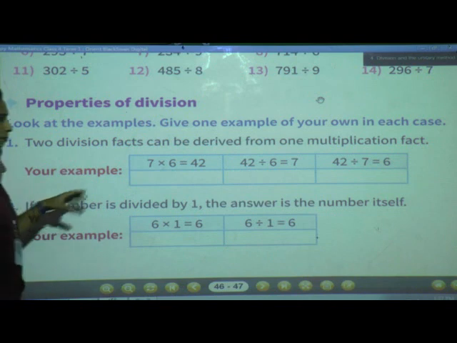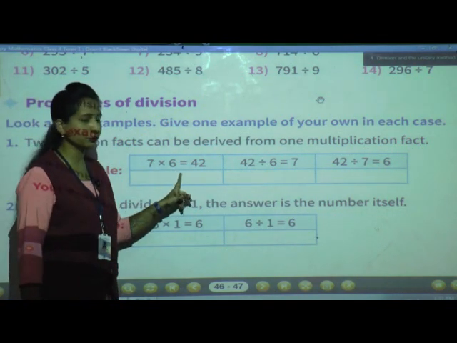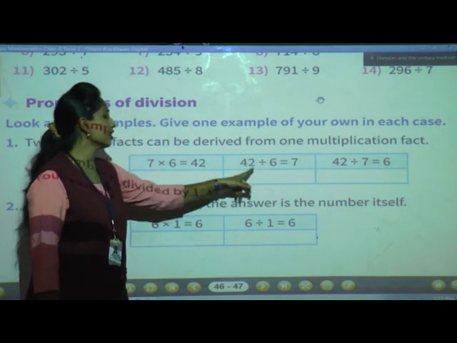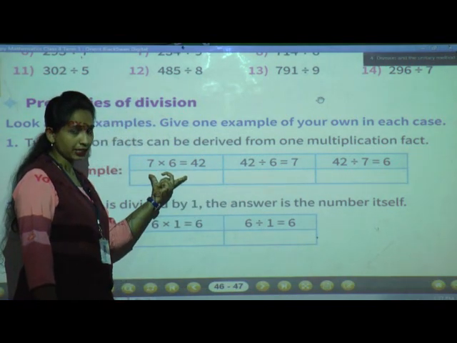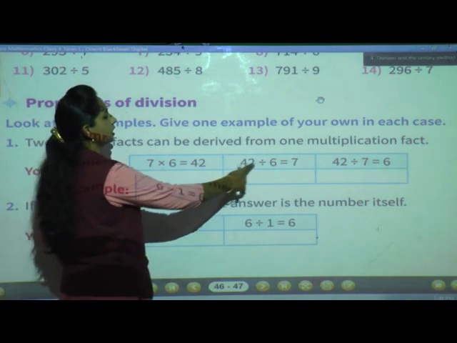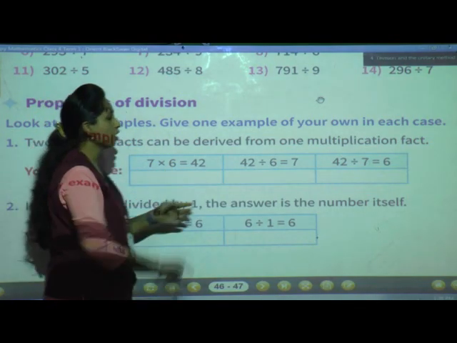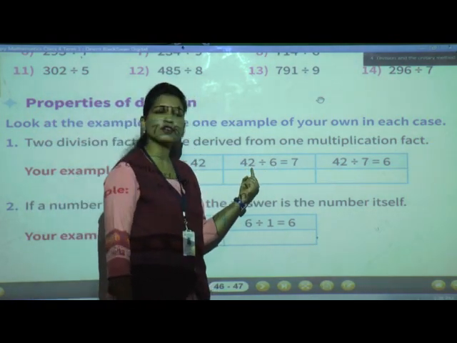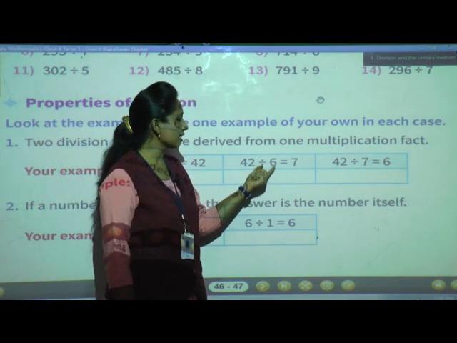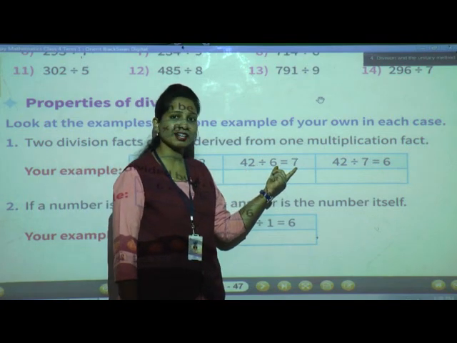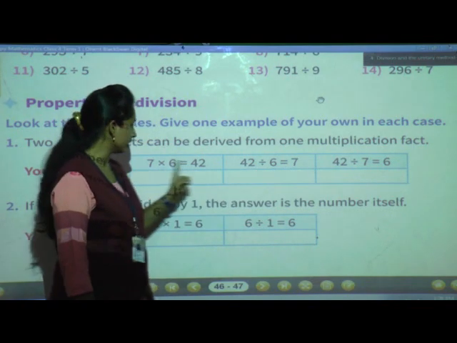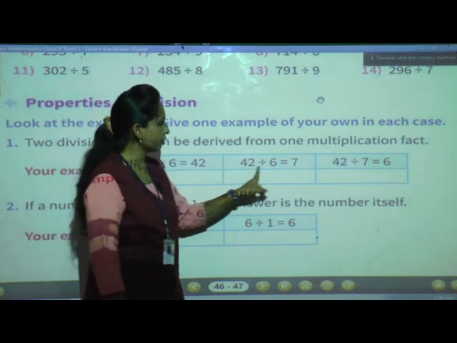How? We will see. Just write the answer 42, the product, divided by 6. With this multiplication fact, using these 3 numbers only, I will take 42 divided by 6. In the 6 table, is 42 there? Yes, 6 sevens are 42. So the quotient is 7. Can you see the same numbers are coming? 7, 6, 42; 42, 6, 7.